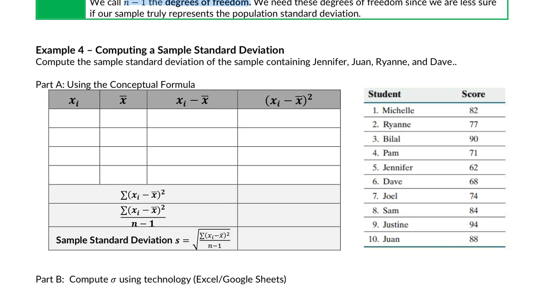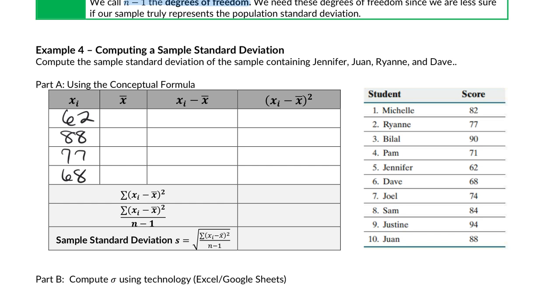We're going to compute the sample standard deviation of the sample containing Jennifer, Juan, Ryan, and Dave's test scores. So if we are doing this with the table, that sample is going to include Jennifer's score, Juan's score, Ryan's score, and Dave's score.